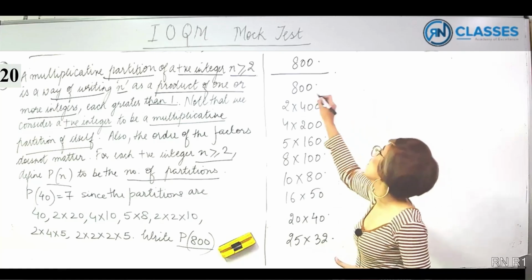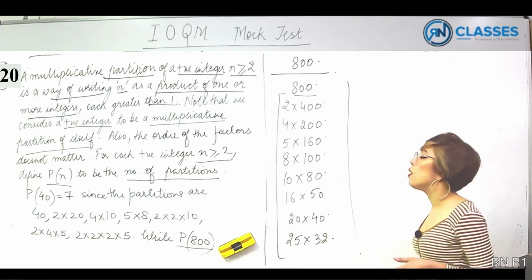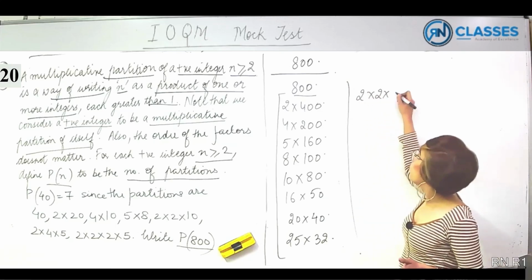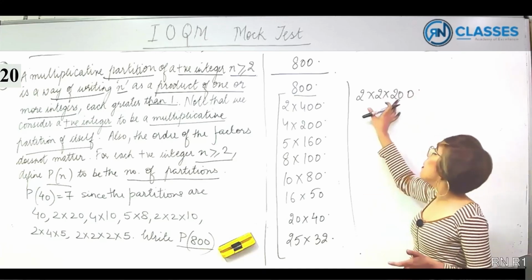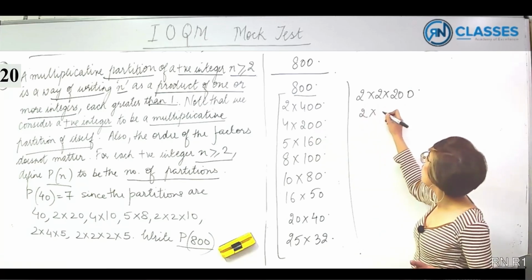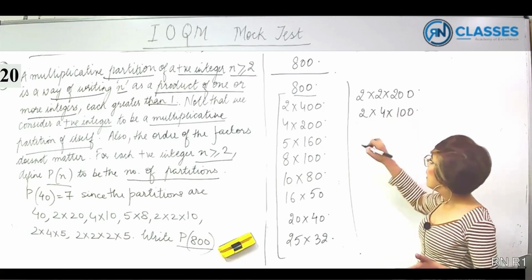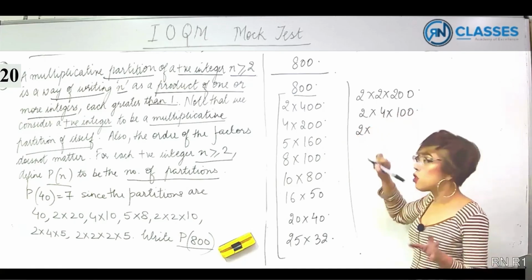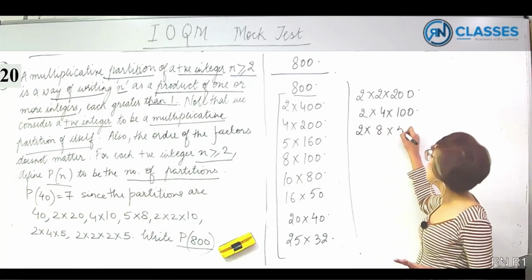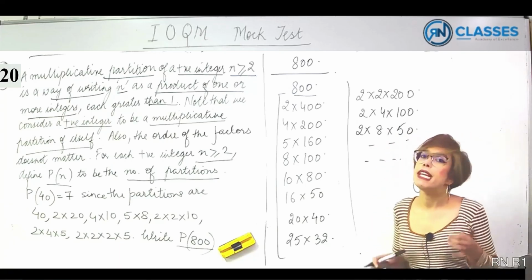So first I wrote the product of one term, that is this. Then I wrote the product of two terms. Then I can go for the product of three terms. So I can write 2 into 2 into 200. Then I can write 2 into 4 into 100. Then I can take 2 into just 3 terms, so 2 into 8 into 50, and so on. In this way you have to write each and every case.